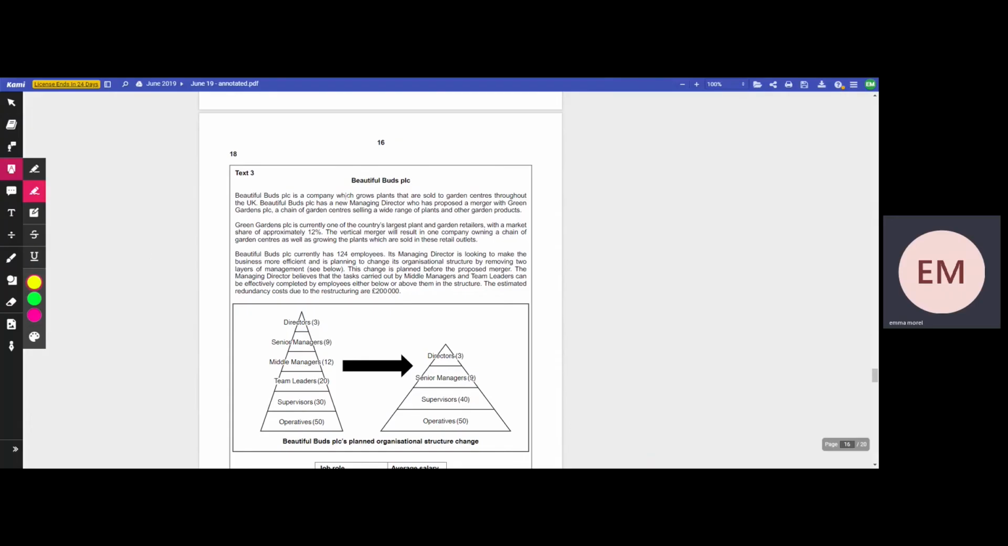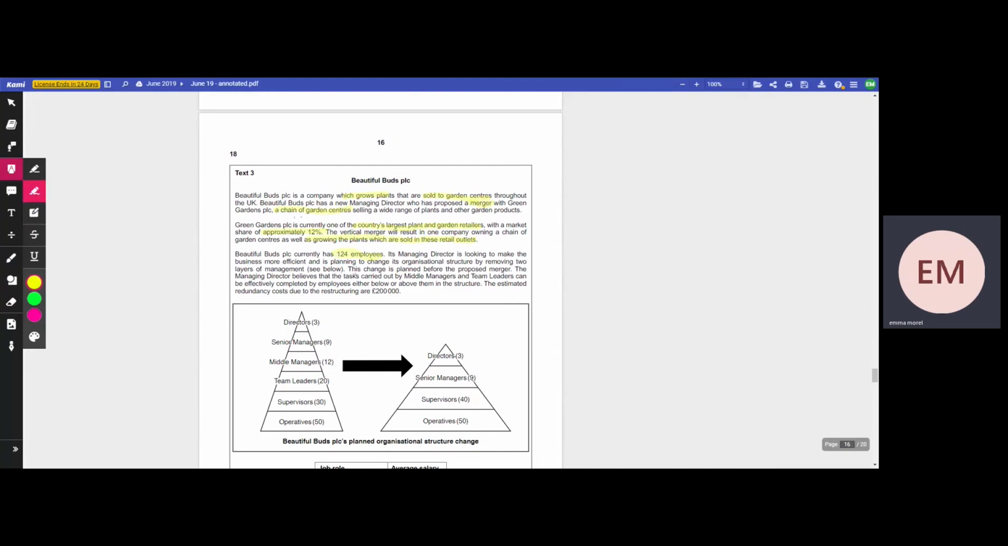So Beautiful Buds is a company which grows plants that are sold to garden centres. They've got a new MD who's proposed a merger. So merger should be straight away saying, okay, that's external growth with Green Gardens, a chain of garden centres. So here's the difference. We've got a chain of garden centres selling a wide range of plants and other garden products. Green Gardens, so the people they're hoping to buy, is currently one of the country's largest plant and garden retailers. They've got a market share of approximately 12%. So it's going to result in one company owning a chain of garden centres as well as growing the plants that are sold in those outlets. They currently have 124 employees.